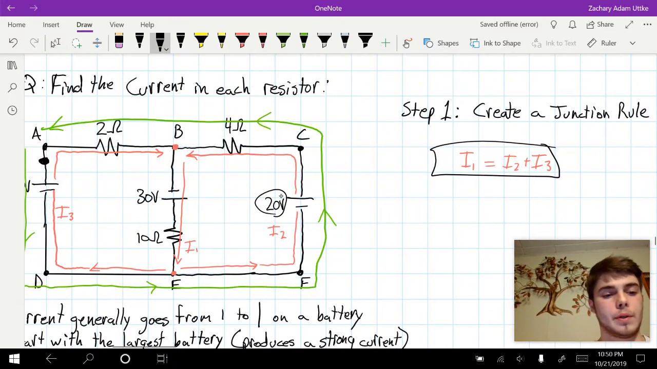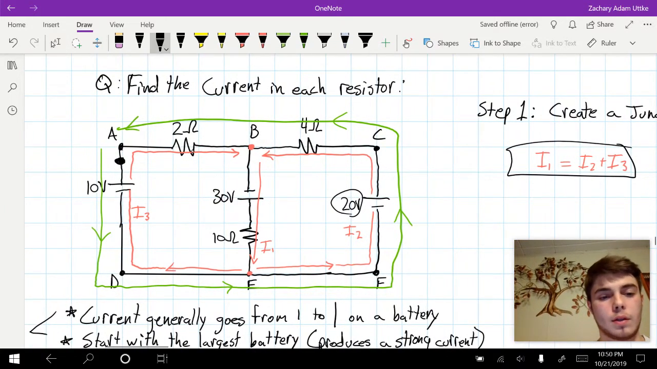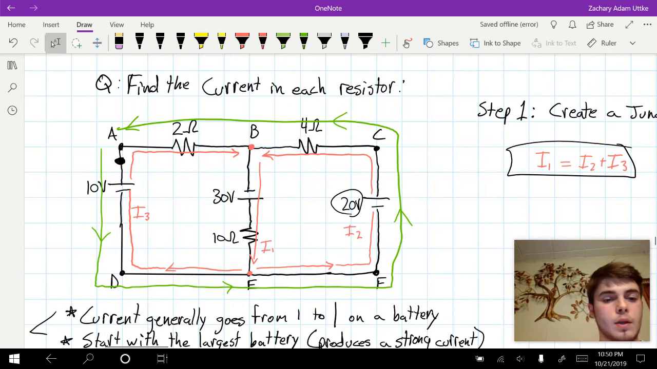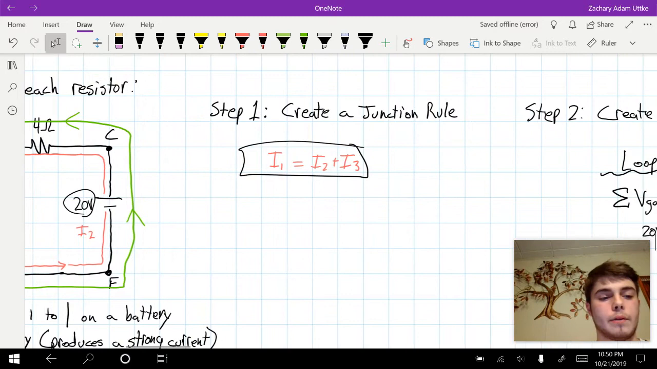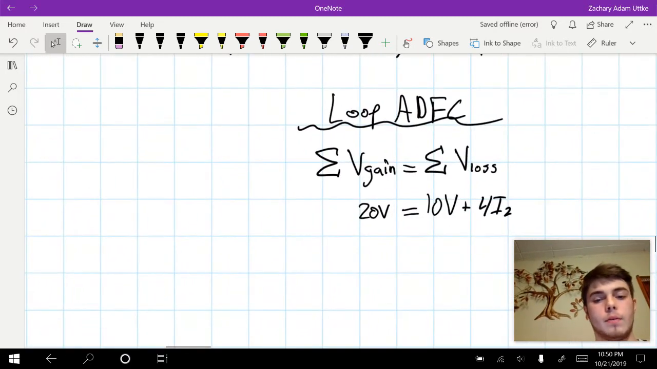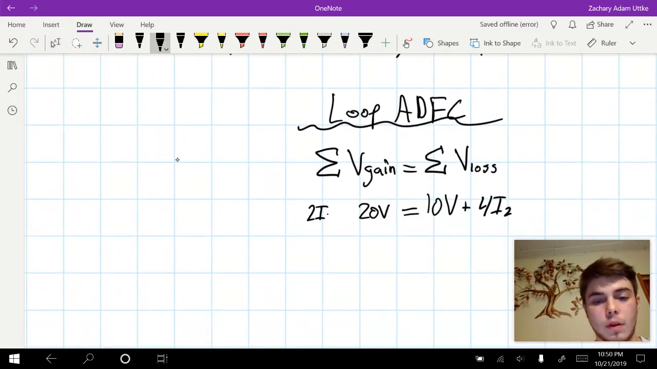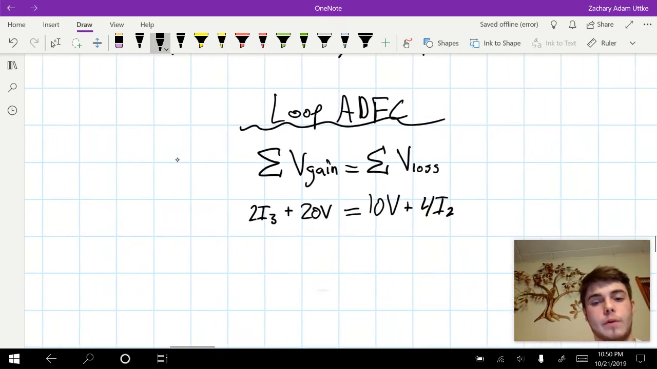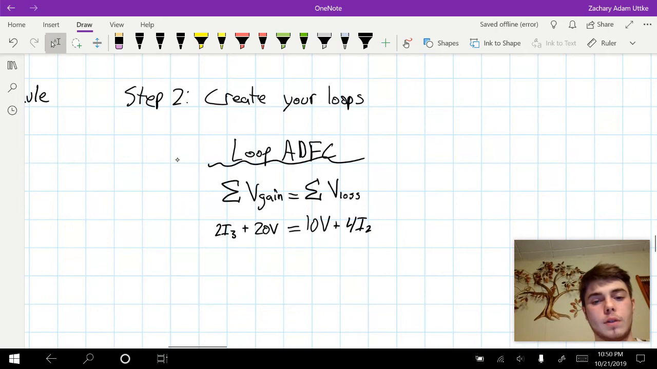And we get to point B, and then we get to this 2 ohm resistor. So we see here that we have a little different situation. The current I3 is pointing to the right, but the loop direction is pointing to the left. So we're going through the resistor, quote unquote, the wrong way. So 2 I3 is going to be a gain, like that. So this is our equation for loop ADFC.